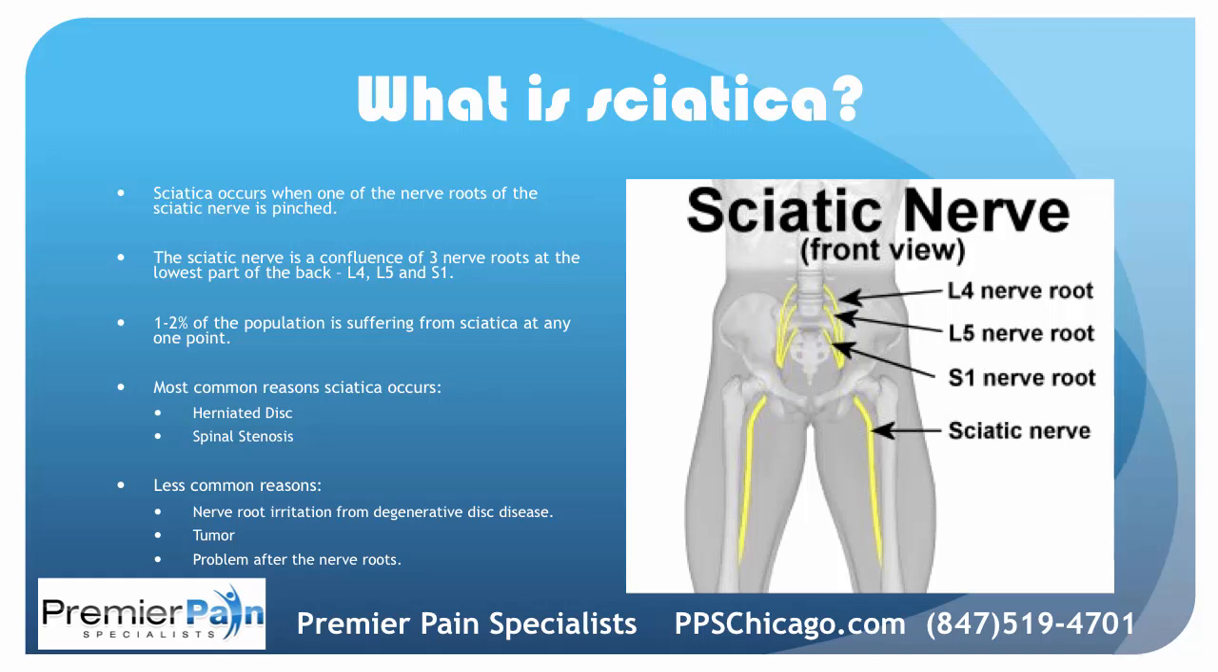At any one point in time, 1 to 2% of the population suffers from sciatica, with the most common reasons being herniated discs or spinal stenosis. Less common reasons, you can have degenerative disc disease, which is inflamed and irritating the adjacent nerve roots. A person can have a tumor, or someone could have a problem after the nerve roots come together somewhere down in here.